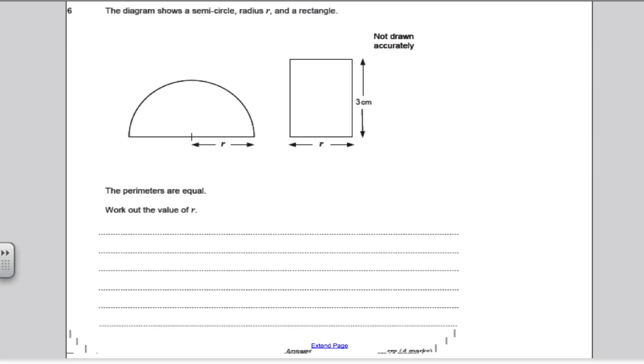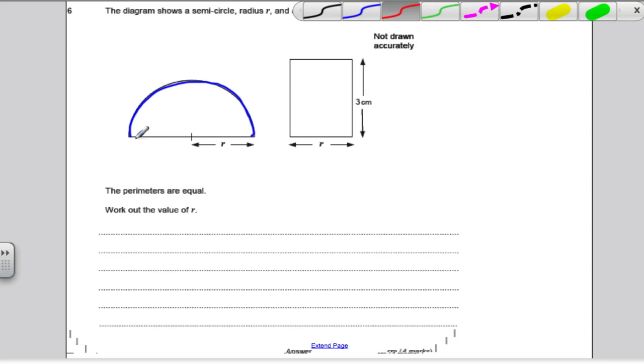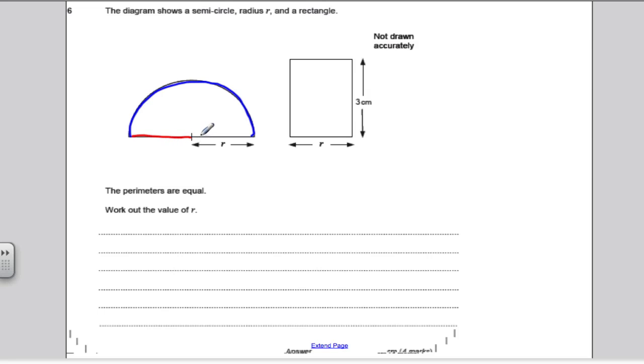Question 6. The diagram shows a semicircle radius R and a rectangle. The perimeters are equal. Work out R. Okay, at first it might look quite confusing. It's not really. Let's just think about what perimeter means. The perimeter of the semicircle is this distance here, which is half the circumference of a whole circle, plus 2 lots of the radius. 1 lot of the radius and 2 lots of the radius there.